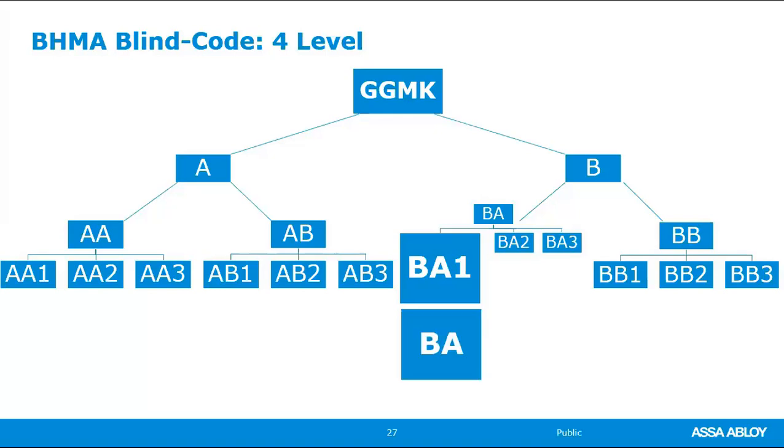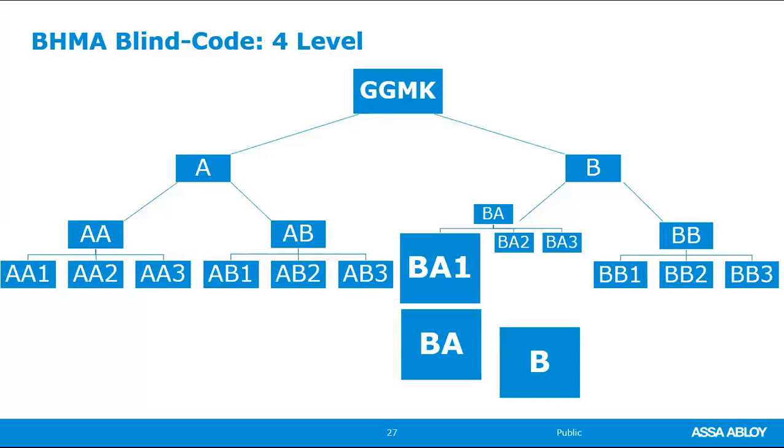If I remove the 1, I'm left with BA. That means my BA1 is a change key under the BA master key. If I remove the A, that means the B grandmaster key also works this opening. And of course, since the GGMK is on the top, the GGMK will operate the opening.